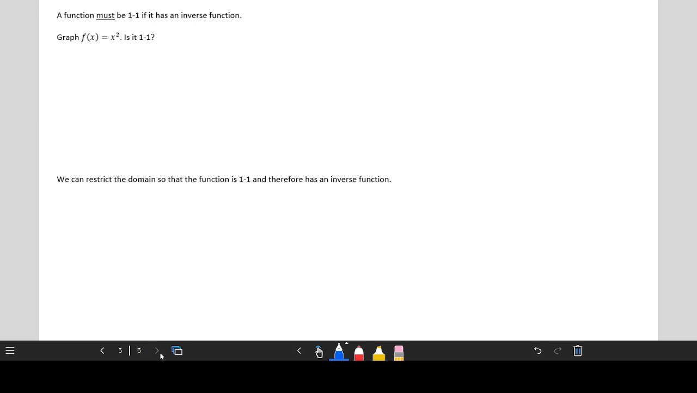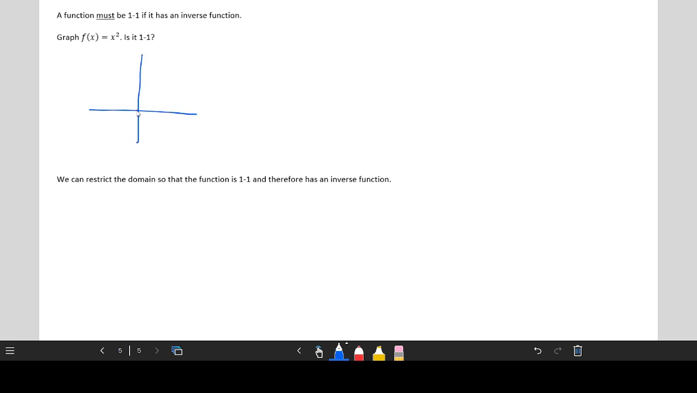So we already did this. We graphed x squared. No, it was not 1-to-1. Failed the horizontal line test. Sometimes we can just look at part of a function and restrict the domain so that it is 1-to-1, and therefore we can talk about an inverse function. If you want to take a trigonometry class, you'll do this with some trig functions. But let's do this here for x squared.